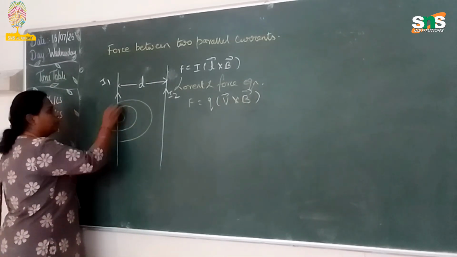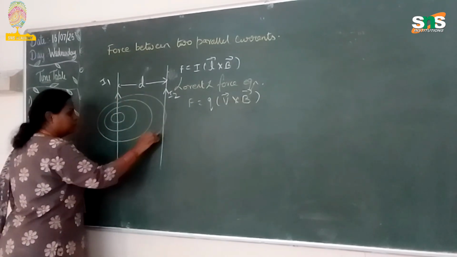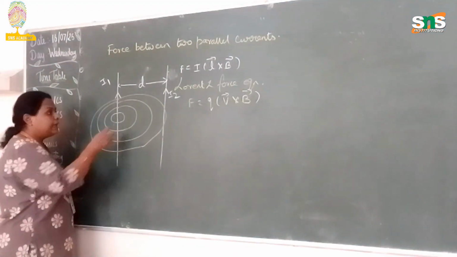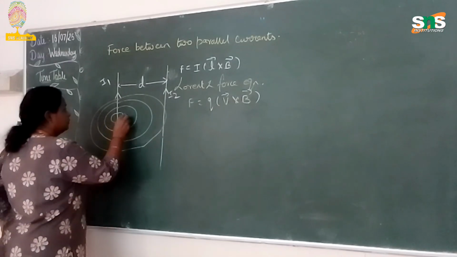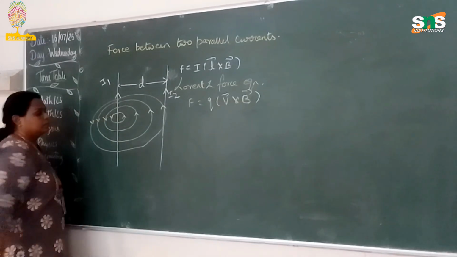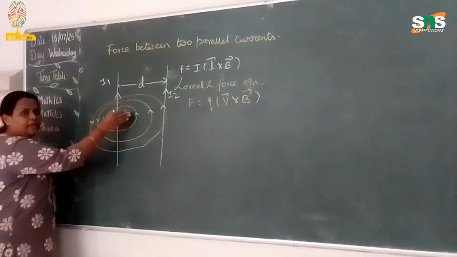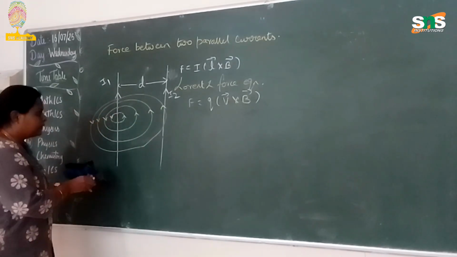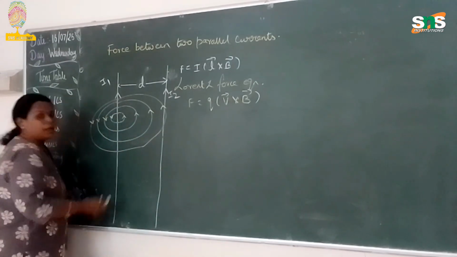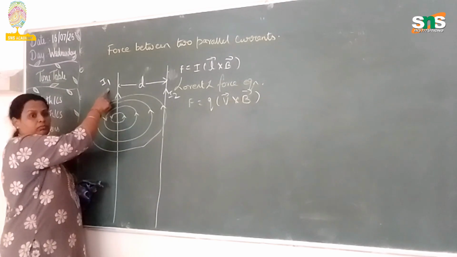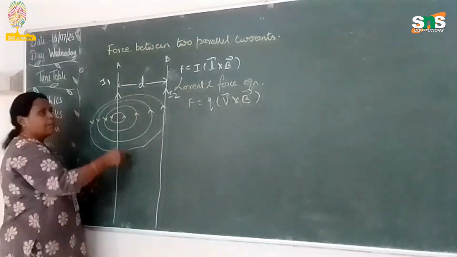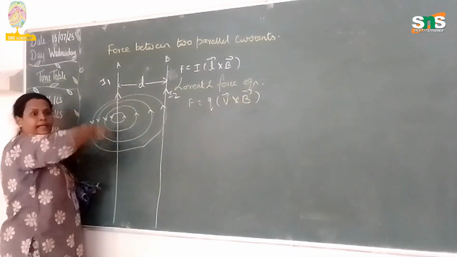You can also draw this in your notebook. The direction will be: here it is going inwards and here it is coming outwards. Are you all clear? First it is going inwards, then coming outwards. This is the magnetic field produced by the wire carrying I1. Let me name the wires A and B. This is the magnetic field produced by A, where current I1 is flowing.